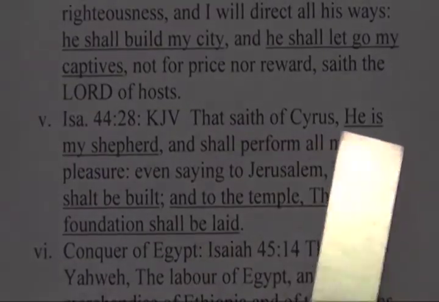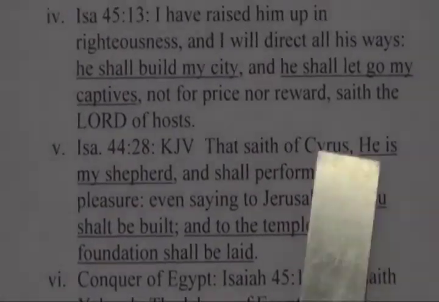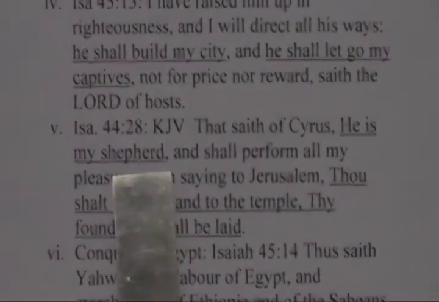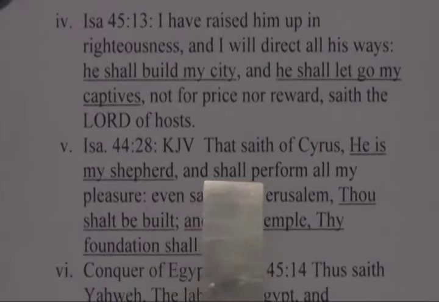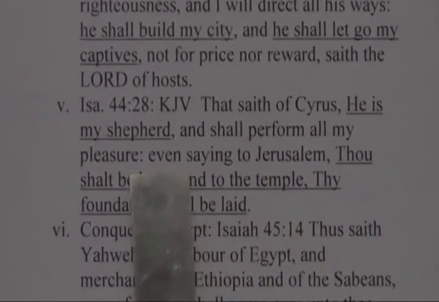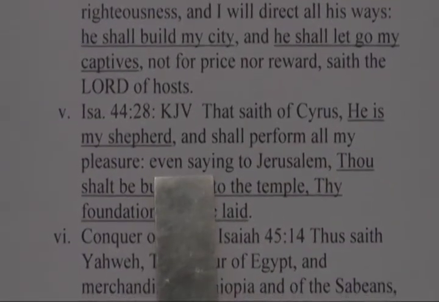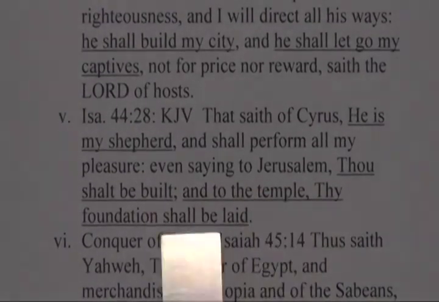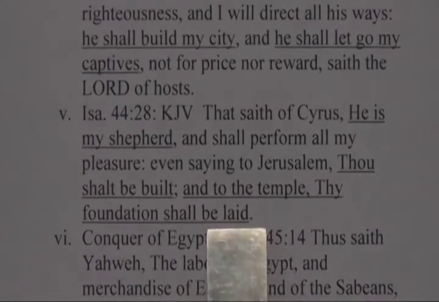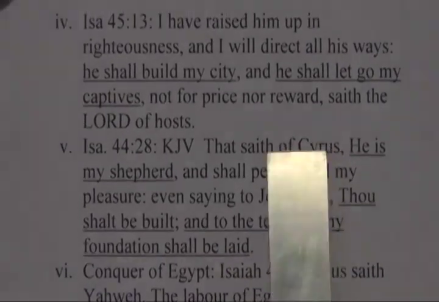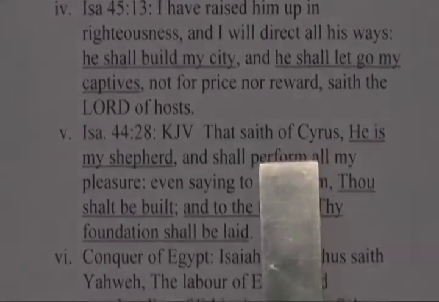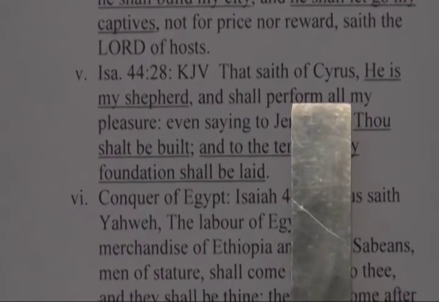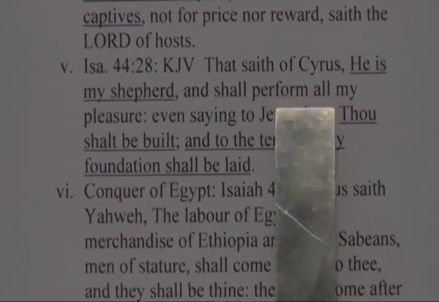Isaiah 44:28. That saith of Cyrus, remember that this originally means shepherd. He is my shepherd, and actually the text tells us the meaning of the word. He is my shepherd, and shall perform all my pleasure, even saying to Jerusalem, thou shalt be built, and to the temple, thy foundation shall be laid. Now we understand that this is a dynastic title. So actually the fulfillment of the passage in the Persian kings can be spread over more than one Persian king.